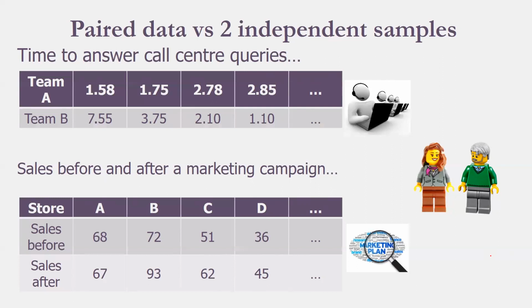Okay, so for the top one, Team A and Team B are totally independent. There's no connection between this person and this person. They're two totally different people. So these are two independent groups.